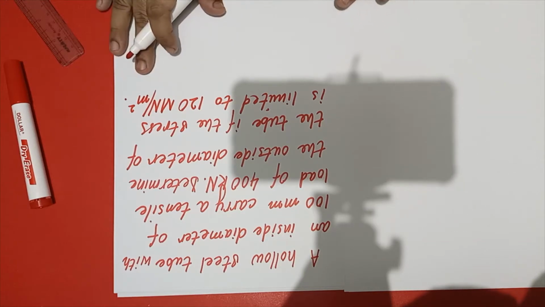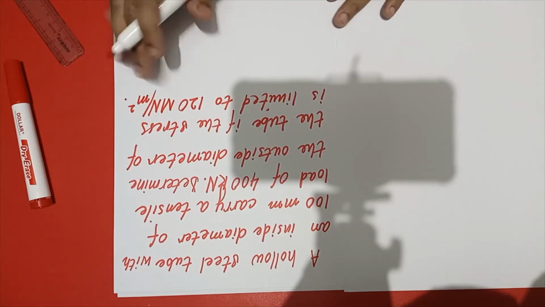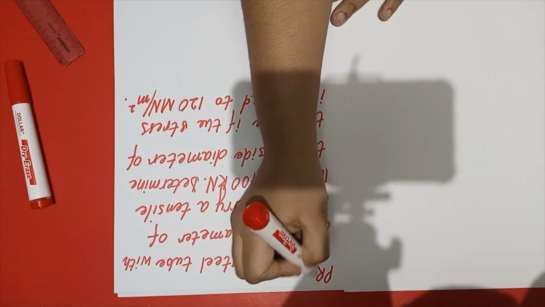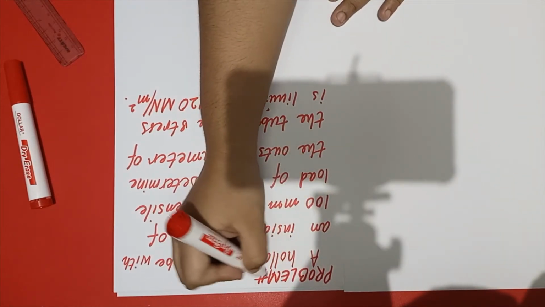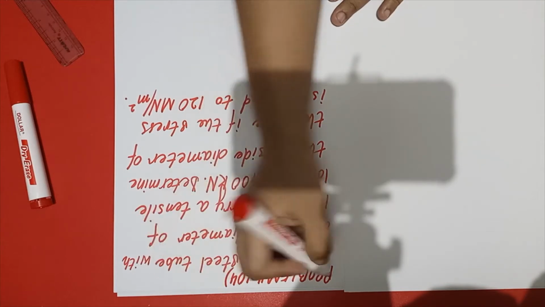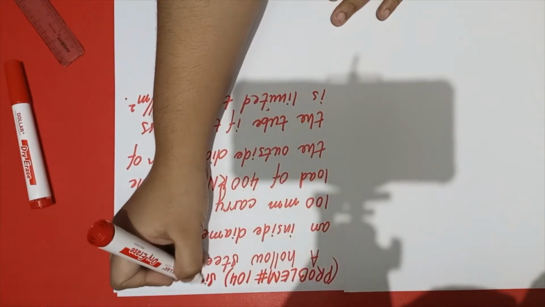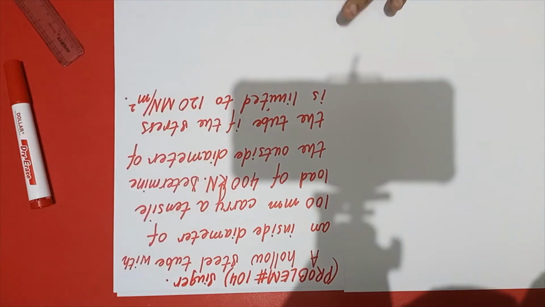So this is the question and this is problem number 104. I have taken this from the book of Singer. So how can we solve it? There is no diagram given over here, so let me explain the numerical first. What do we have to do, what things are given in the question, and what things are not given in the question.